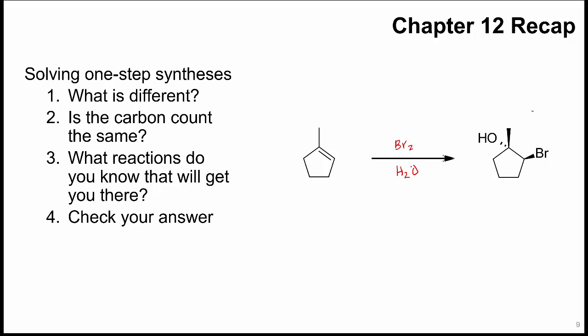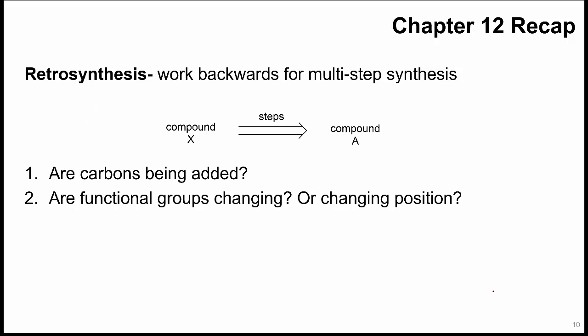We're also going to look at retrosynthesis of larger molecules, where we have to work backwards for a multi-step synthesis. So you'll want to look at your beginning compound X to see how many steps there are to compound A. And then we look at how many functional groups are changing. Are they changing in position? Are carbons being added? Those are kind of the 3 questions that you want to ask when you're looking at a retrosynthesis.